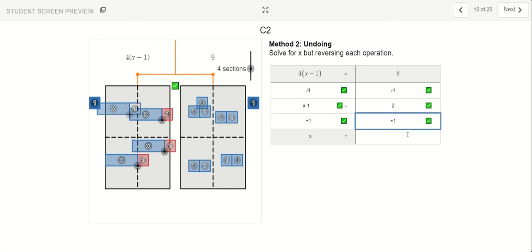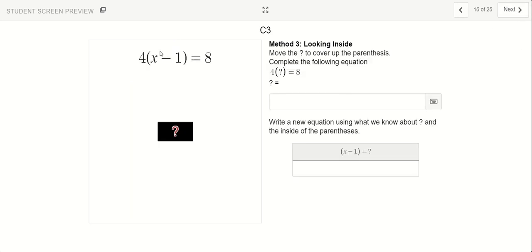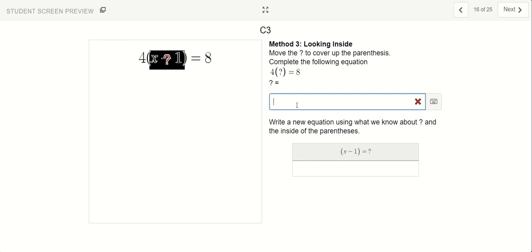2 plus 1 equals 3. Right, which is the same answer we had before. And finally, the last method, let's take a look inside. So ignoring everything inside the parentheses, what number can be slotted into this spot so that 4 times question mark equals 8? I think we know that 4 times 2 equals 8.